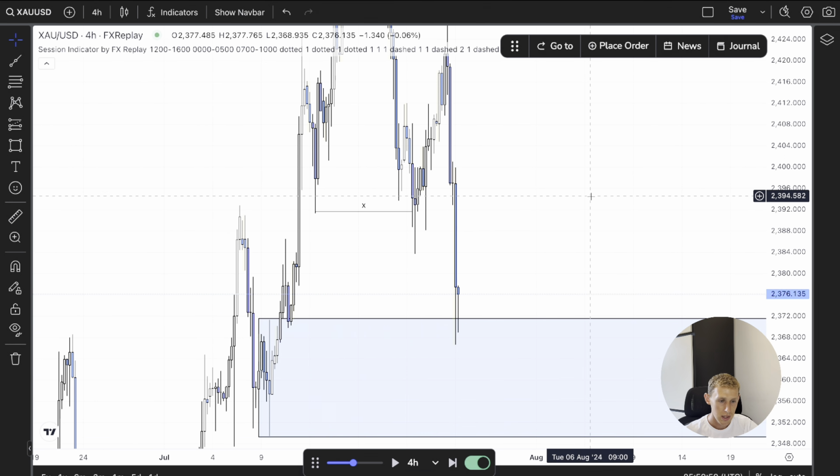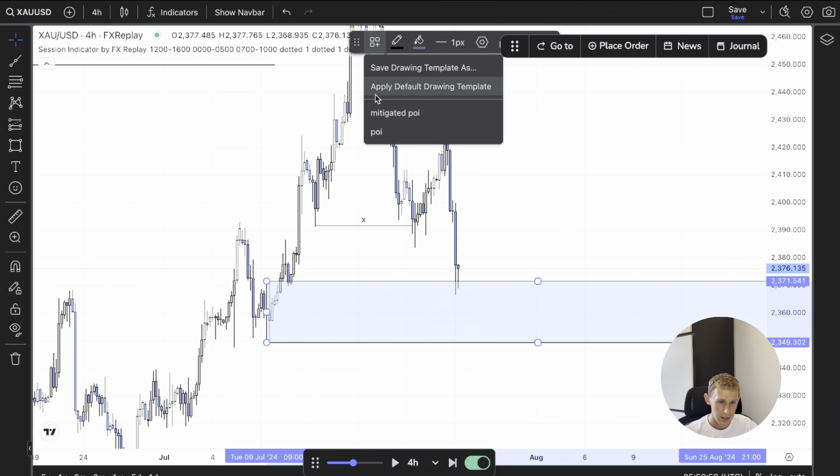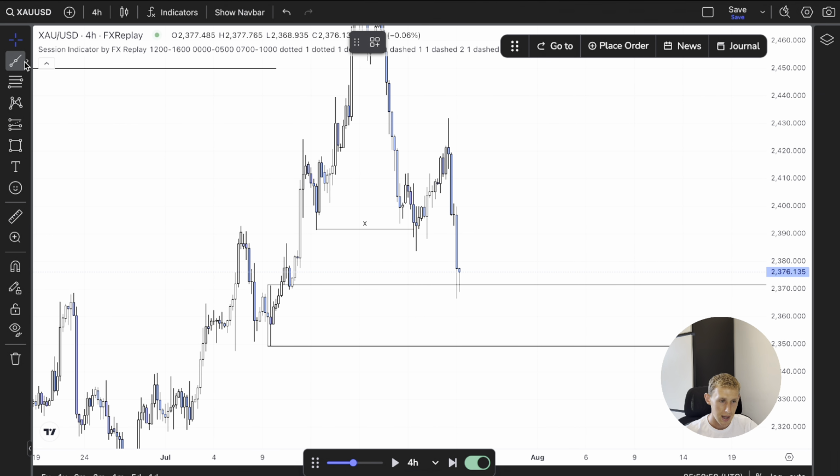Okay, nice. So price has now come into this area of daily demand. If we just mark that on, there we go. And it has also swept this previous low right here. So this is what I'm now kind of anticipating.